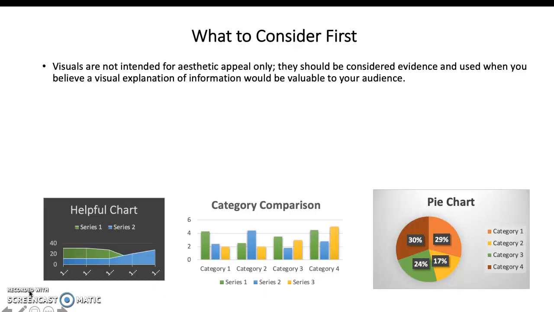So to start off, you want to think about why you're including the visual that you're including in your proposal. When you're making that choice of what visual to put in, you should remember that visuals aren't just there for a professional look, right? We want to think about what is the purpose of this visual. Is it helping you to explain your information? Does it seem like it would be genuinely helpful for the audience to have that visual?